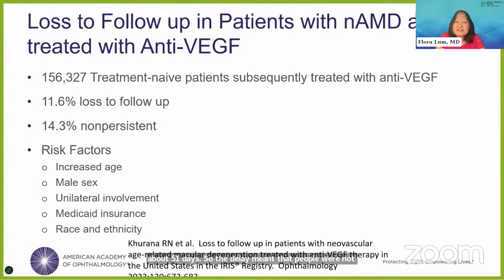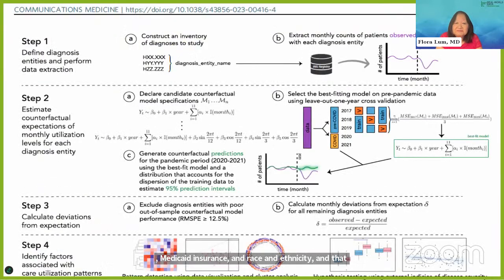We also looked at loss to follow-up. We had about 156,000 patients during this time period, and we found about a 12% loss to follow-up. Again, risk factors include increased age, male sex, unilateral involvement, Medicaid insurance, and race and ethnicity. And that was also published earlier this year in Ophthalmology Retina.